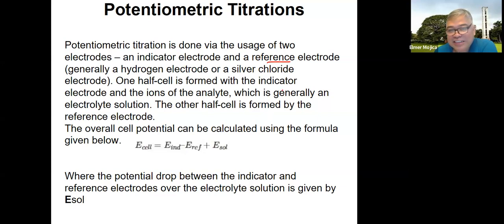The indicator electrode and the silver-silver chloride. One half cell is formed with the indicator electrode and the ions of the analyte, which is generally the electrolyte solution. The other half cell is formed by the reference electrode. So the overall cell potential is still what we have learned: E cell equals the potential of the indicator minus the potential of the reference, plus the potential drop over the electrolyte solution, which is given by the potential of the solution.